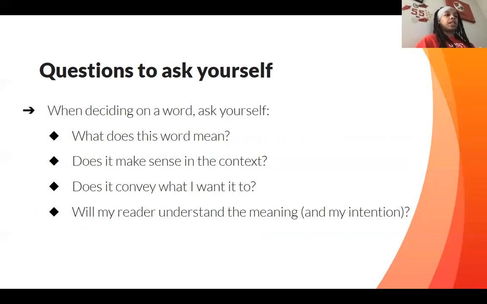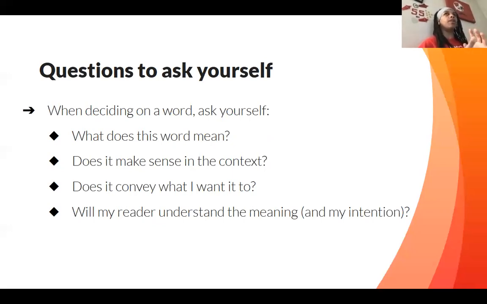Just a few questions to ask yourself when deciding on a word. What does this word mean? Does this word make sense in this context? Does it convey what I want it to? And will my reader understand the meaning and my intention?